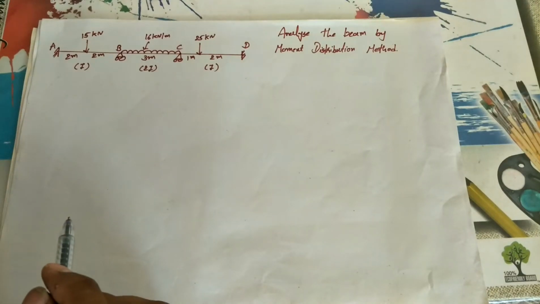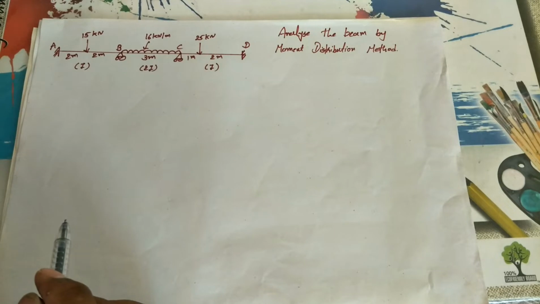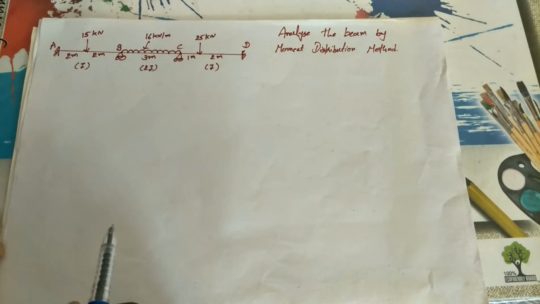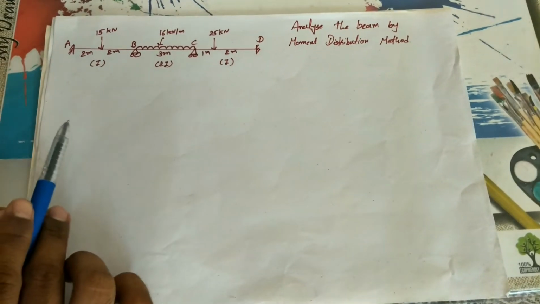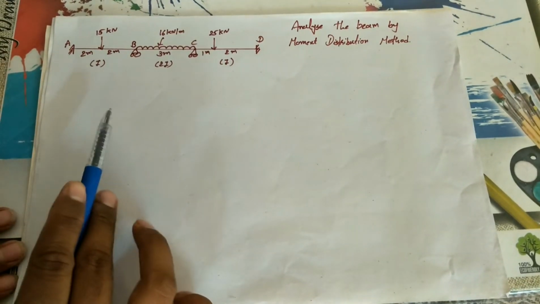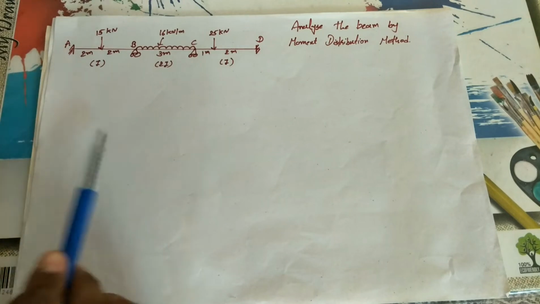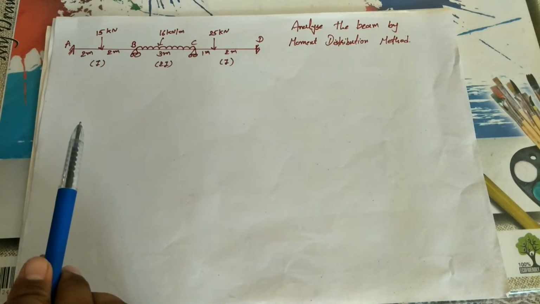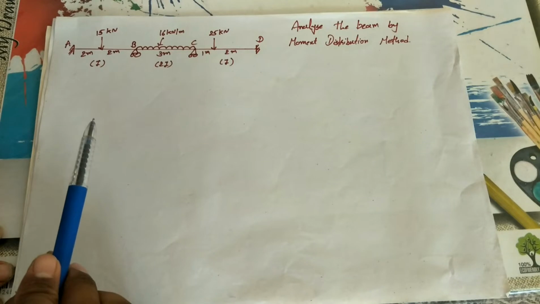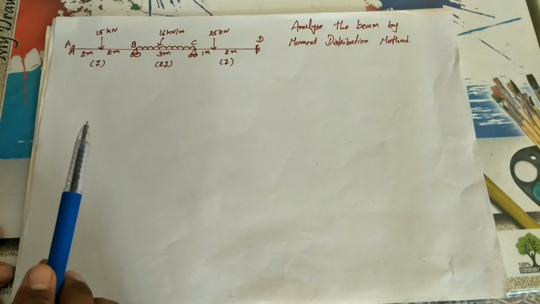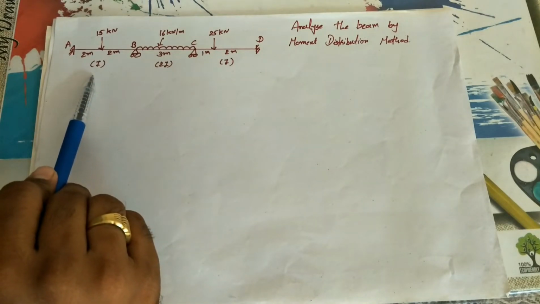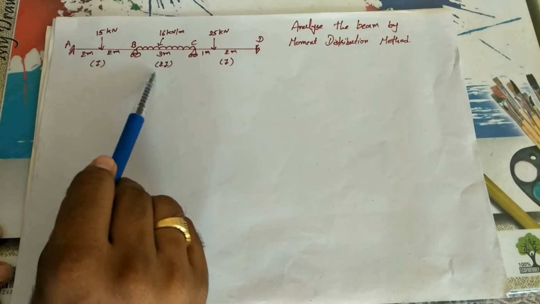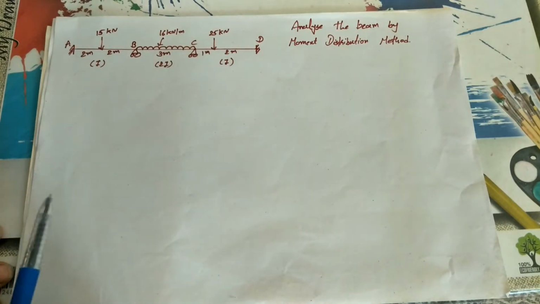Hello friends, today we are going to solve another example of the moment distribution method. Here we have a 3-span beam with both ends fixed. Span AB has a point load at the center, BC has a UDL on the entire span, and CD has an eccentric load of 25 kN at 1 meter from C and 2 meters from support D. The inertia for AB is I, BC is 2I, and CD is I.